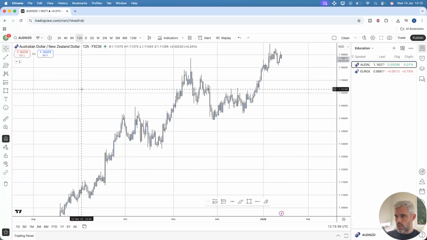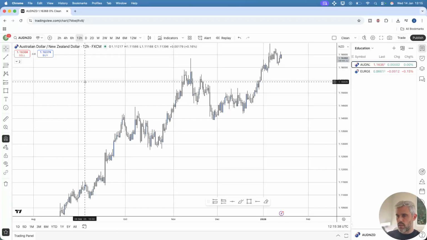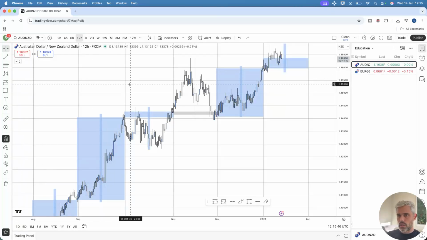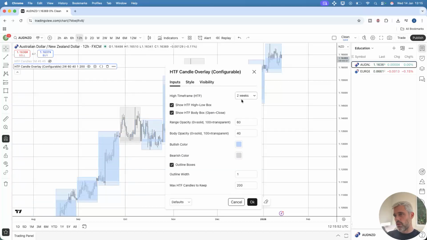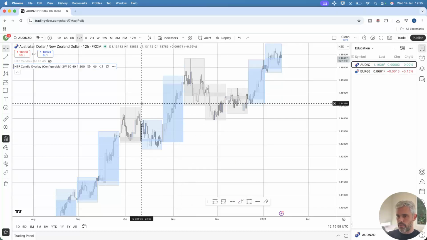So if we look at this in isolation, we're on the 12-hour. We don't really have any higher time frame context here. And I'm not going to jump around time frames. I'm just going to overlay a higher time frame candle right here. So I've got the monthly, which I could use, or I could use my mid time frame, which I tend to use for swing positions as either the 2-week or maybe the weekly chart. So I'm going to leave it on the 2-week for now.